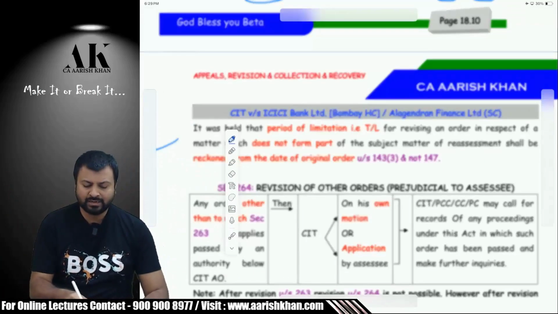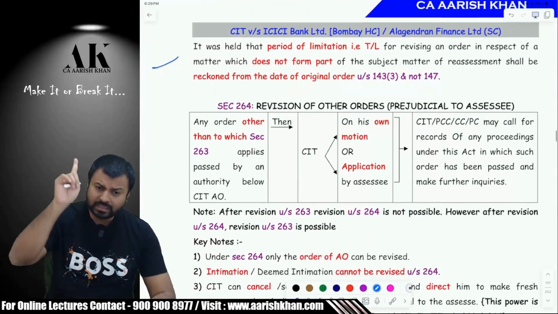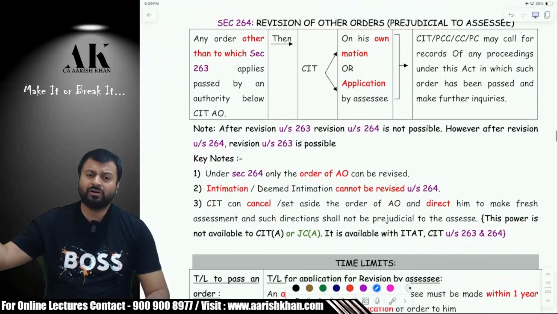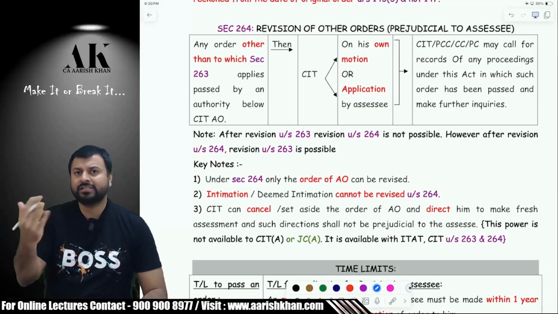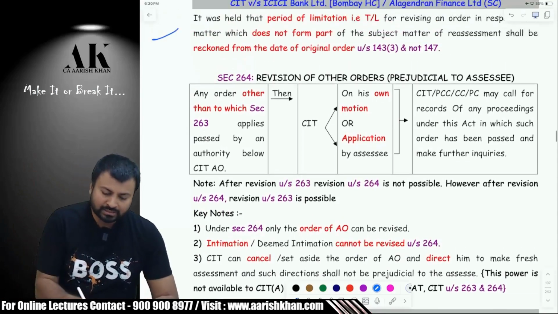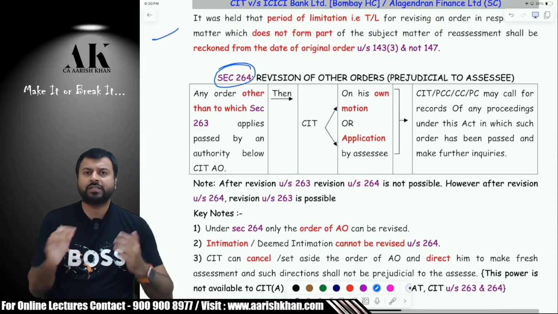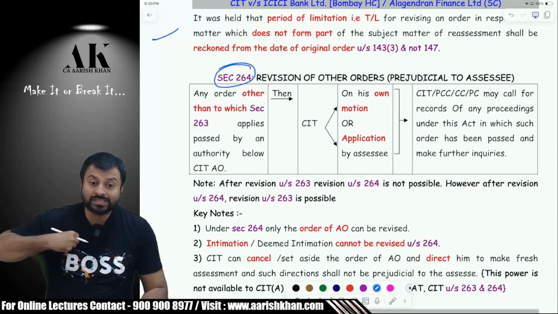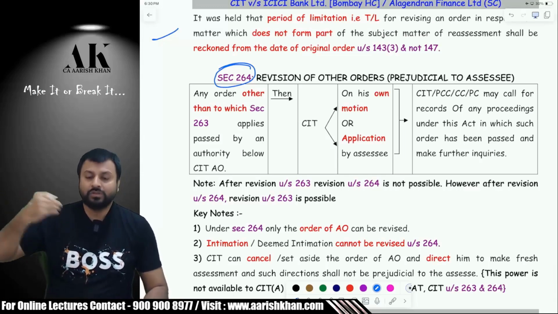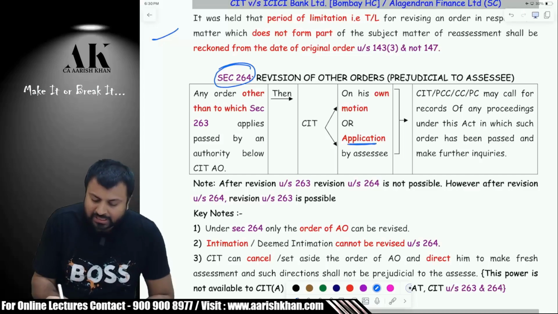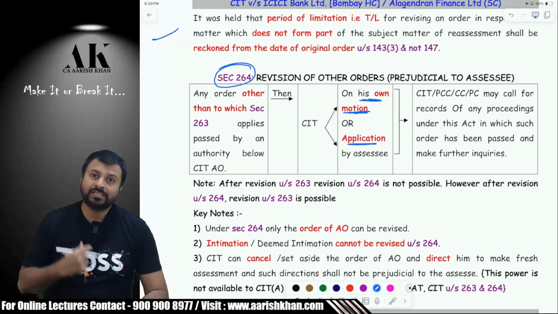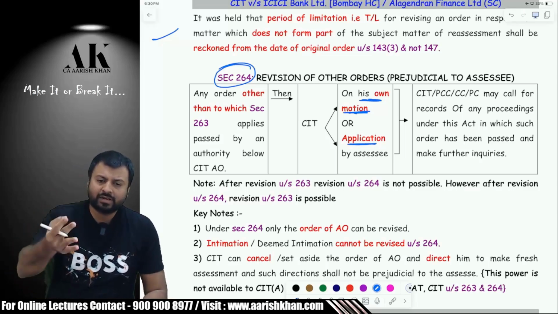The case law says that whichever order you want to revise, the time limit of 2 years will be counted from that original order, and the time limit from original order was unfortunately expired, and therefore CIT was not able to revise that order. Now section 264 is opposite of section 263. Your AO has passed an order which is prejudicial to assessee, which is against assessee. So here assessee can also make an application, CIT can also make a suo moto revision. CIT can do suo moto revision and assessee can also make application.